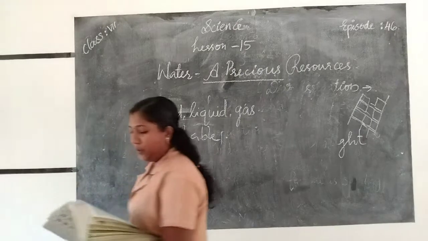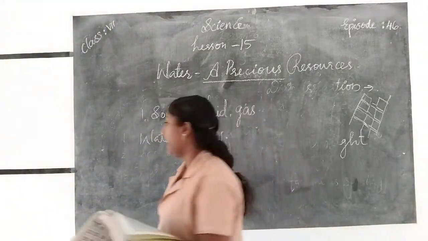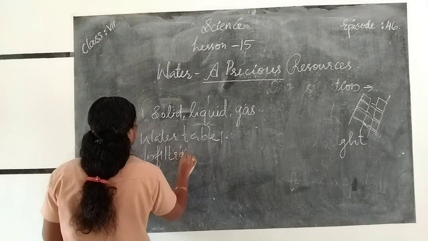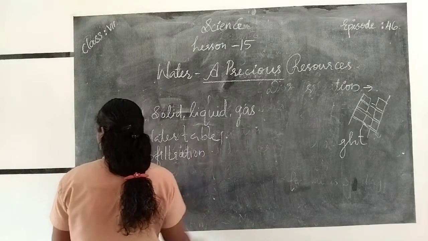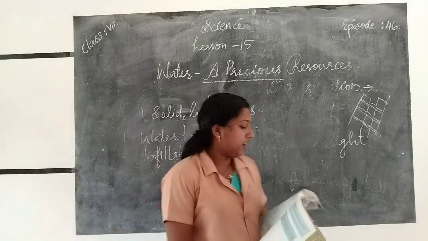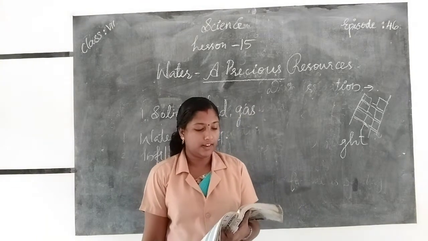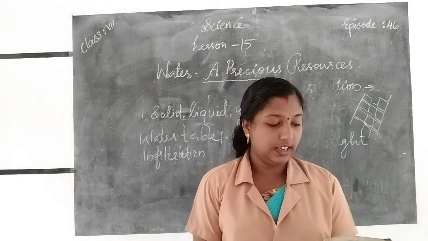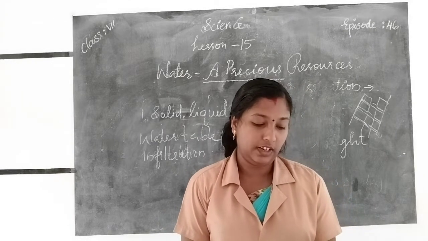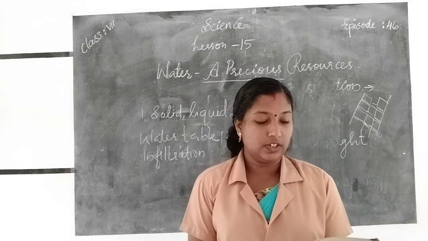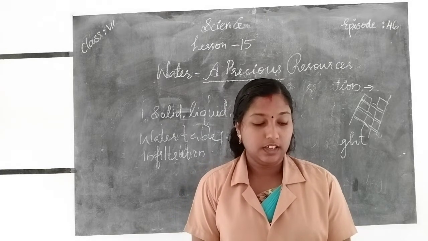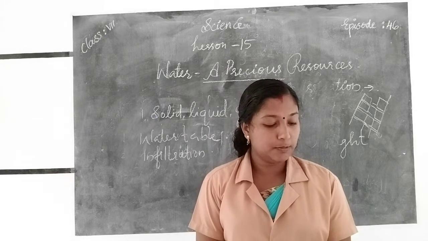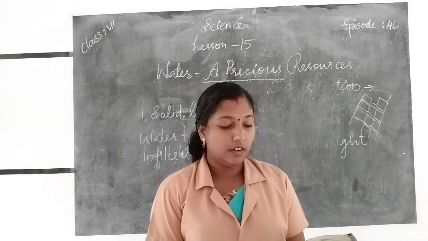Next, the process of water seepage into the ground is called infiltration. Which one of the following is not responsible for water shortage? Rapid growth of industry is responsible for water shortage. Increasing population is responsible for water shortage. Heavy rainfall is not responsible for water shortage; it helps remove the water shortage. Mismanagement of water resources is responsible for water shortage.